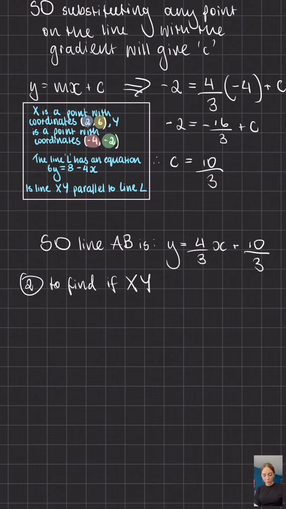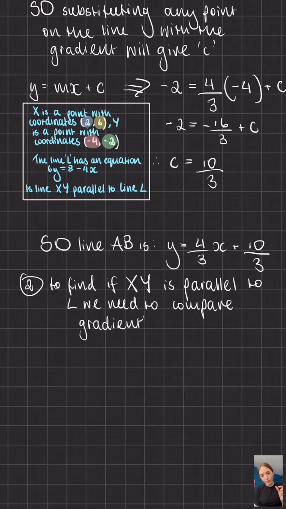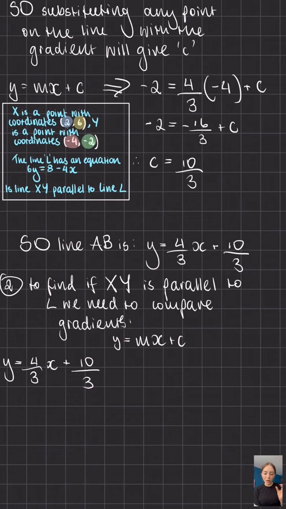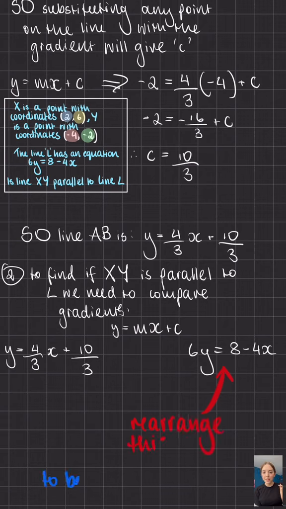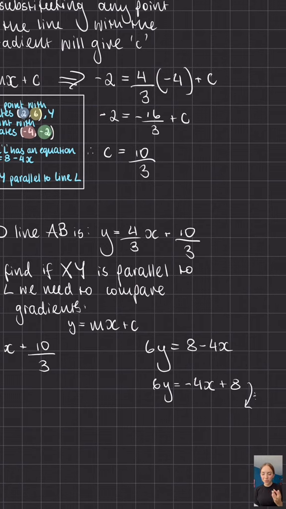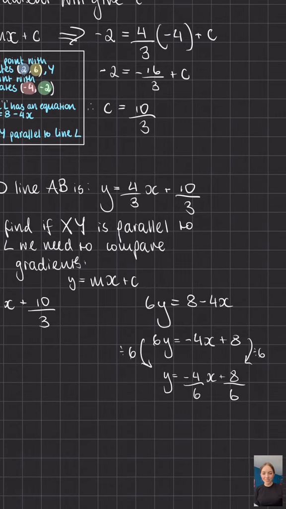Now to find if XY is parallel to L, we need to compare the gradients. So I'm going to write the equation that we just found, along with 6y = 8 - 4x. Now, if you notice, the two equations are not in the same form, so I'm going to rearrange the equation 6y = 8 - 4x to be in the same form that the equation we found is in. I switch the -4x and 8 around to get it into the form, and then I divide both sides by 6 to get y = -4/6 x + 8/6.